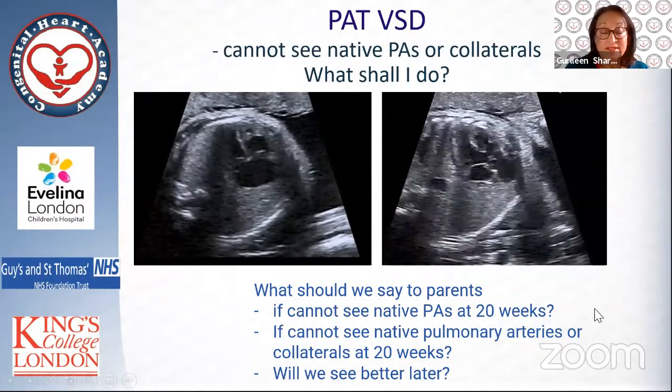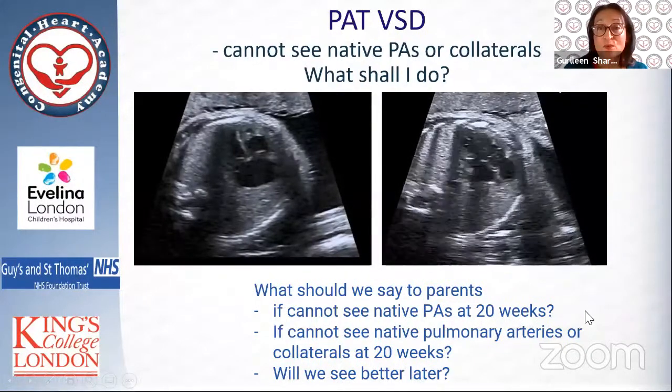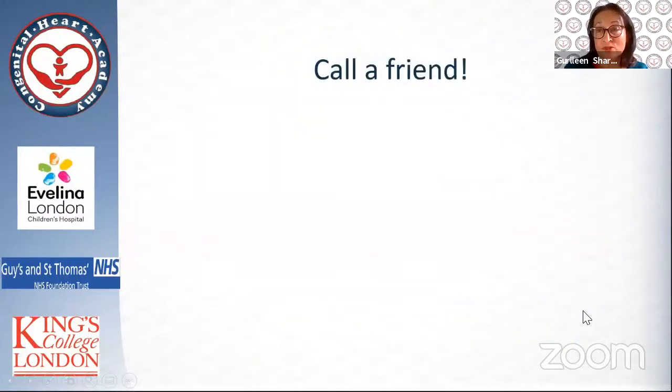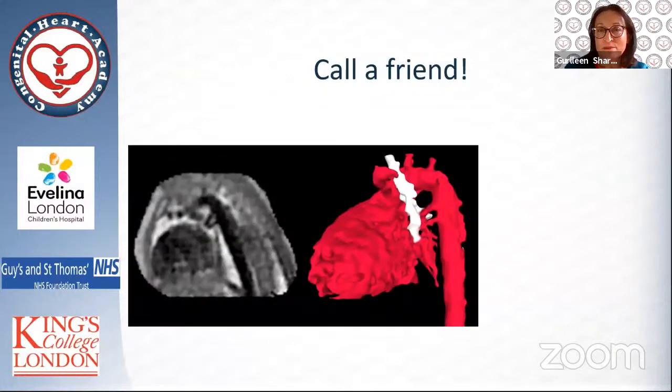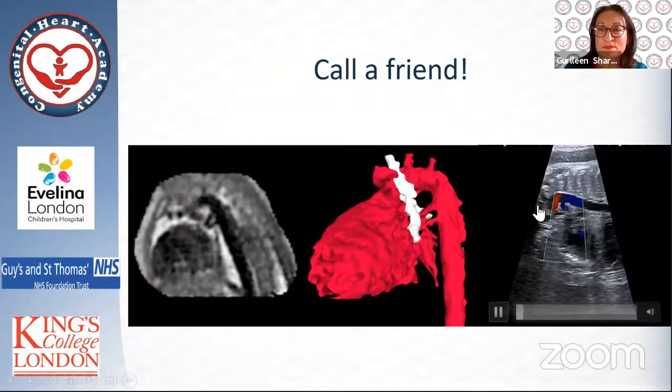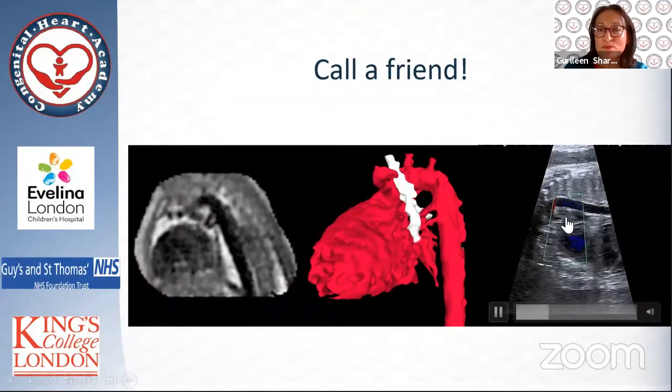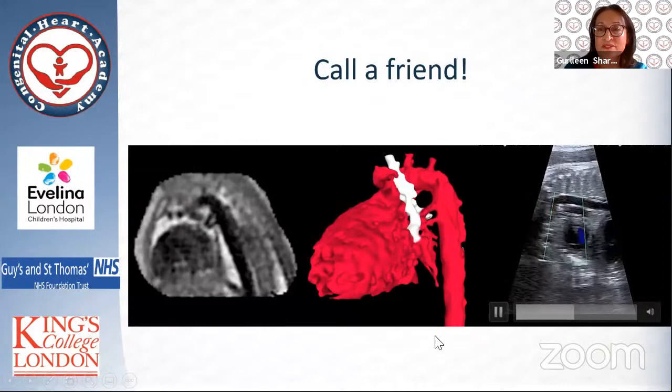As you've already heard, if you work at the Evelina, you can call a friend. In this instance, our friend would be the MRI team, or more specifically, the fetal MRI team, who can look, and they are able to identify collateral vessels. It's one of the things fetal MRI is very good for. Having got these images, we were able to go back, and we actually were able to find where the collateral vessels were.